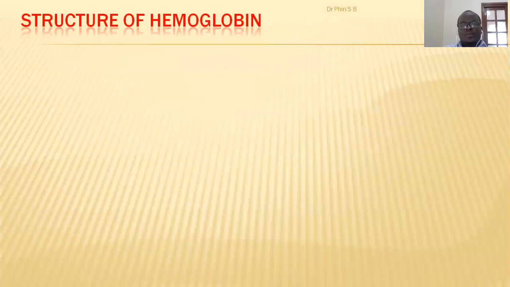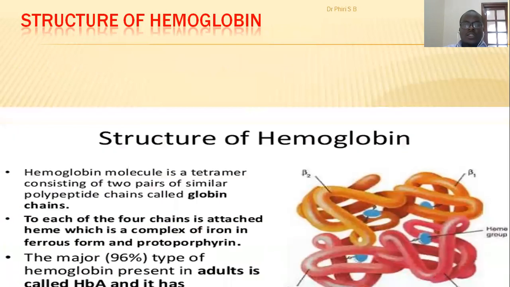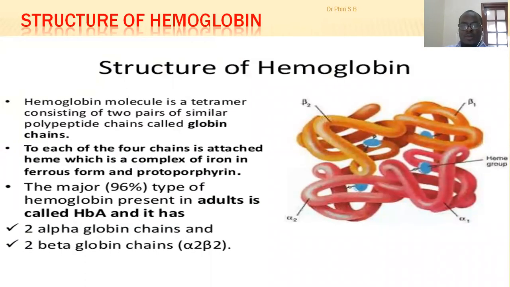So because most of these functions that we've discussed here are related to the structure of the hemoglobin, it's important. So we need to understand the structure of hemoglobin so that we appreciate why these red blood cells are able to carry oxygen, they are able to carry carbon dioxide, and also they are involved in pH regulation. So let's look at the general structure of hemoglobin.